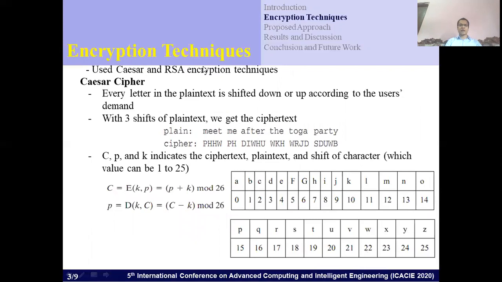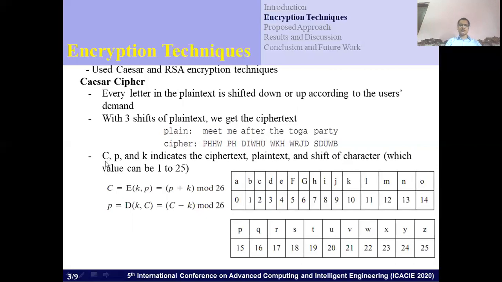Now we'll talk about encryption techniques. In this research investigation, we have used Caesar and RSA encryption techniques. Caesar cipher: here, every letter in the plain text is shifted down or up according to the user's demand. With 3 shifts of plain text, we get the ciphertext. For example, here the plain text is "meet me after the toga party", and the ciphertext is "PHHW PH...", etc. In this case, we consider that M corresponds to the number 12, and after 3 shifts, the number will be 15, and 15 corresponds to the letter P. So M is replaced by P. Repeating this process, we get the complete ciphertext.